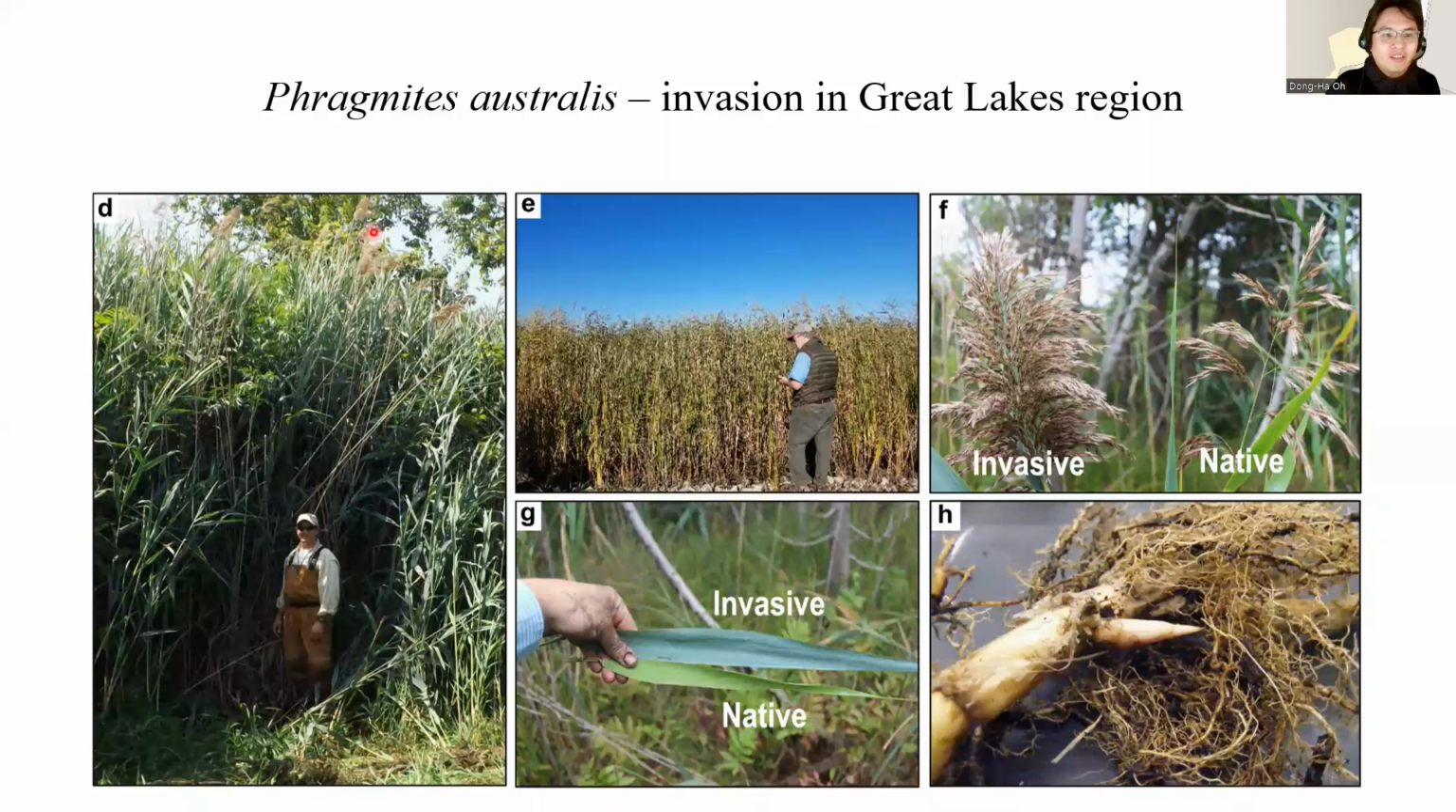But the invasive one, you can see that it can grow much taller, about 2 to 3 times taller than a person. And when we compare the seed head and the leaf and the rhizome tissues, the invasive one is always very robust compared to the native. And often this is blocking the passages of wildlife in the wetland and causing a lot of problems.